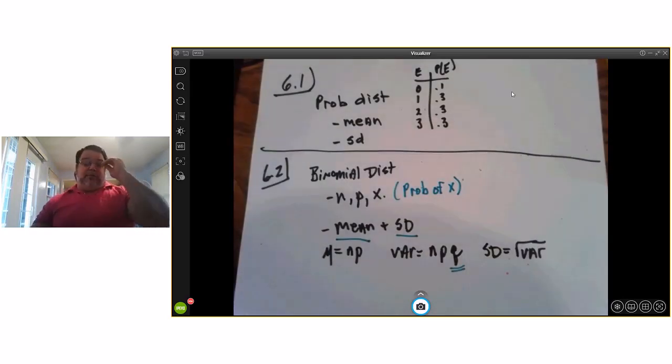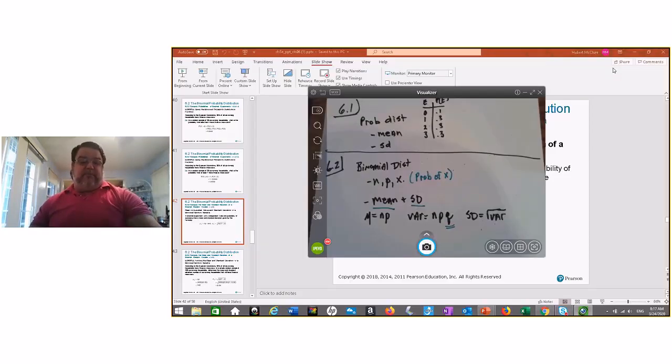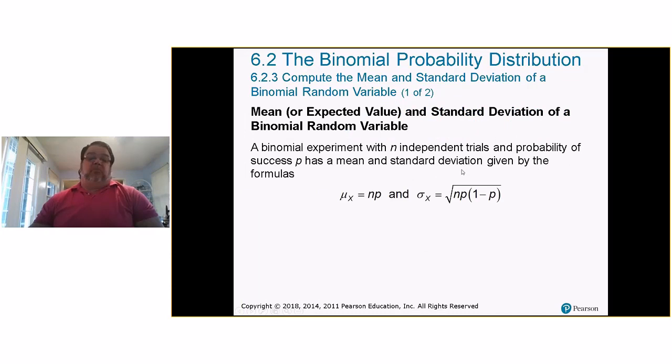All right, so with that being said, let's go back to the slideshow and give y'all a chance to write that down, NP and NPQ. My cats are fighting.